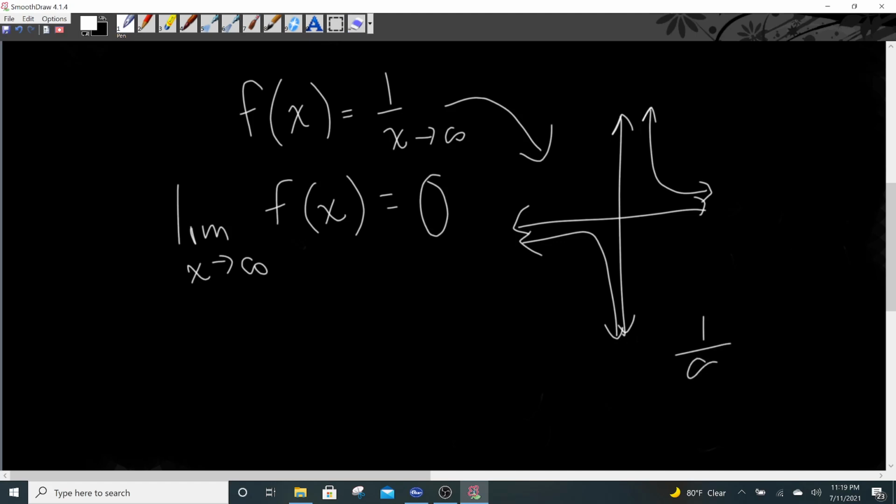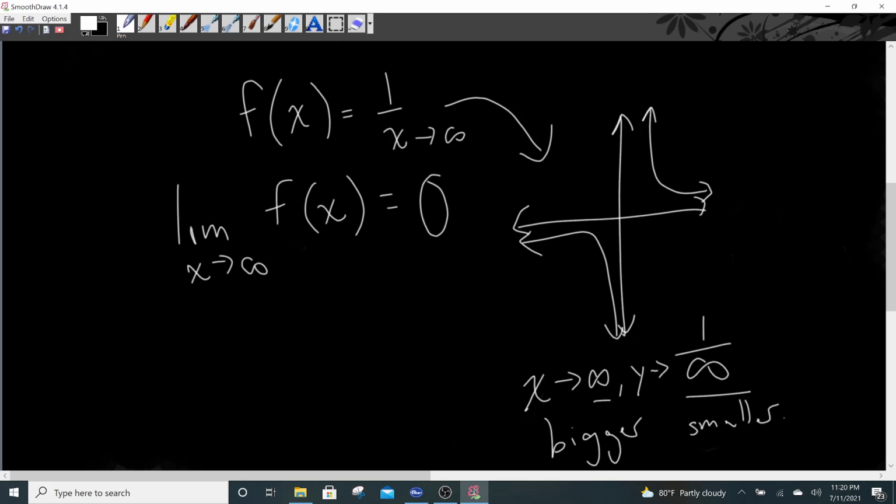1 over infinity is not a number, but within the context of limits, we can say that as x approaches infinity, y is approaching 1 over infinity. And since infinity is a concept and 1 over infinity is a concept, this is kind of a bit abstract, but we're saying that x is getting bigger, and we're saying that y is becoming smaller, but not negative.